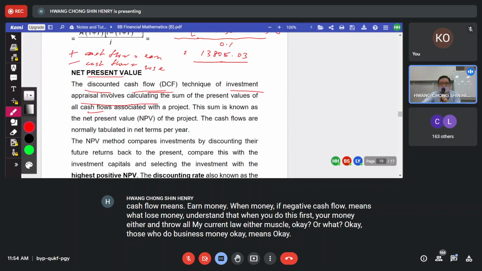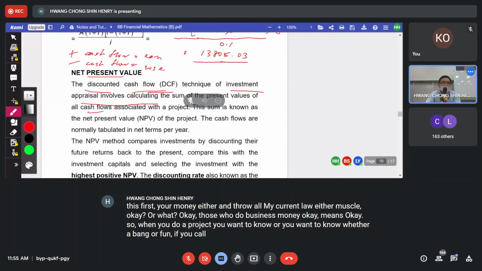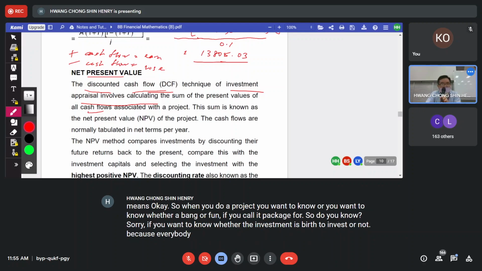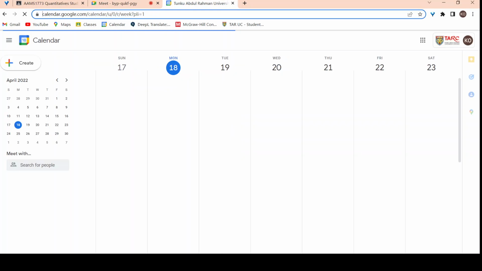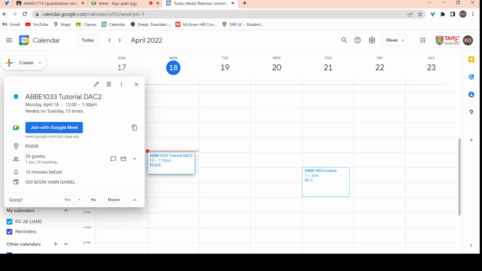So when you do a project, you want to know whether a bank or fund gives you the package offer. If you want to know whether the investment is worth investing or not, because everybody wants to make money, right? If you don't make money, why would you invest? So you must know at the end of the total period, we call this NPV, whether it gives us positive or negative cash flow.